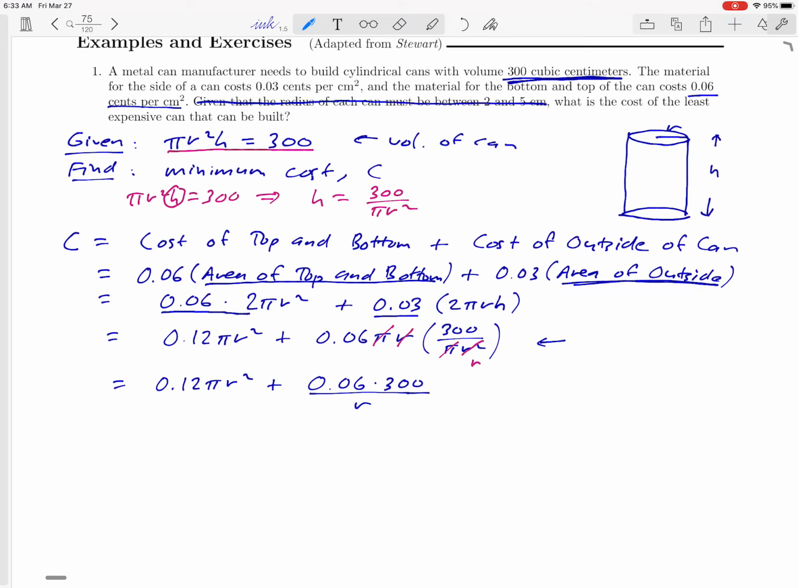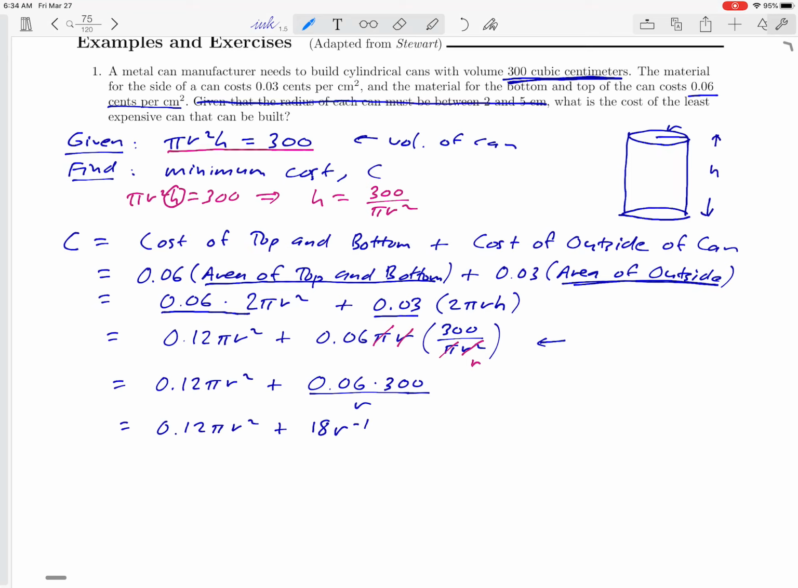Okay, and we can do one more thing that'll make this a little bit easier. Well, actually, two more things. We can take 0.06 and multiply it by 300. That's actually going to give us 18, if you do that on your calculator. And then dividing by r is the same as multiplying by r to the minus 1. That's a way of getting rid of that fraction.